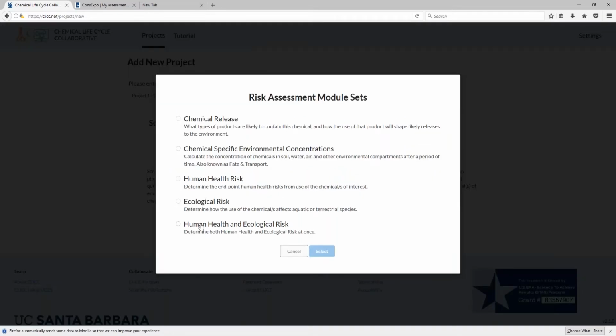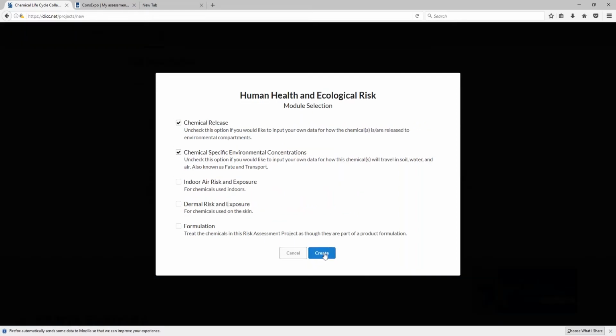So the first thing you can do is estimate just the chemical release if that's all you want, and we'll do that at some point. You can do chemical-specific environmental concentrations. Maybe you already know your release, so you don't have to do that and you do this directly. You can do human health risk, ecological risk, or both, so you can do different types of modules depending on your objectives. If we select this one, it will do all of these.